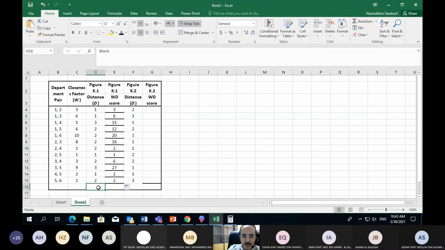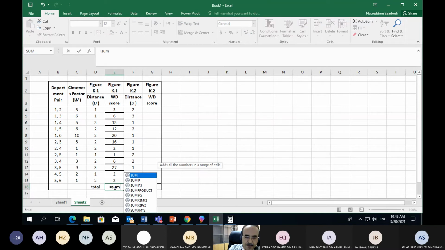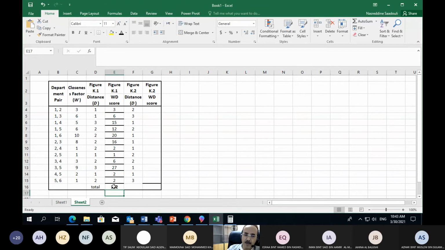For the total, it is the sum of all of these values. And there is no surprise, it should be 112. Again, the same thing here. Closeness factor multiplied by the distance. And copy it throughout. The total is the sum of all of these.